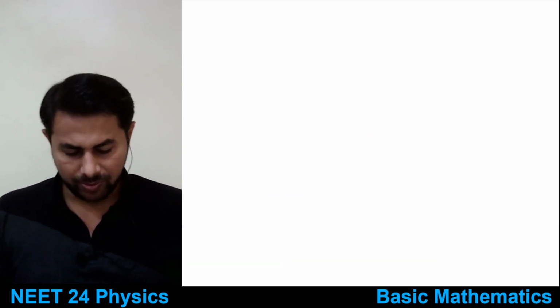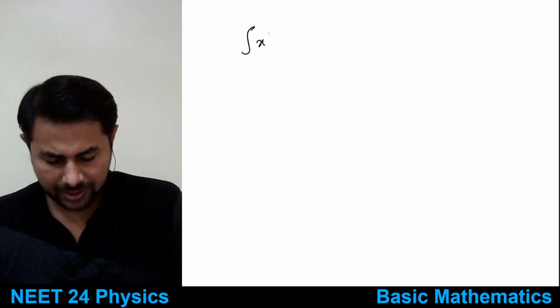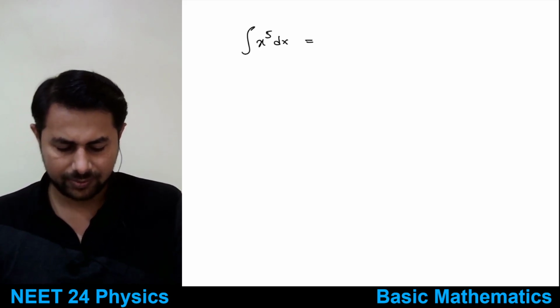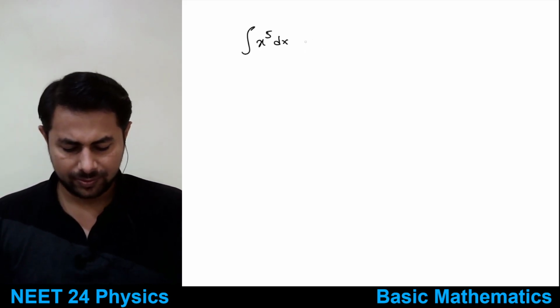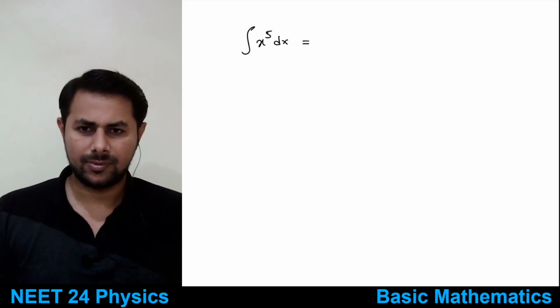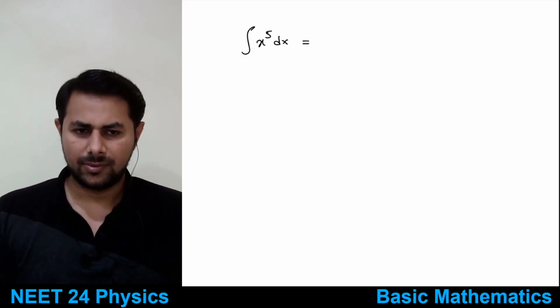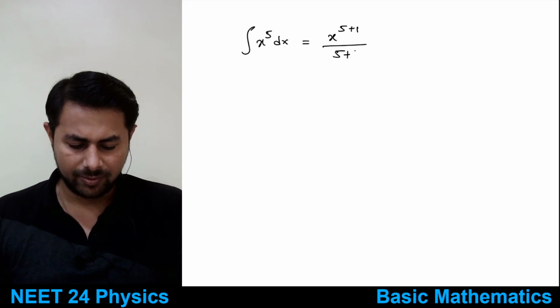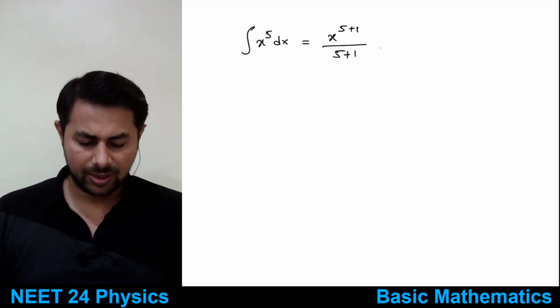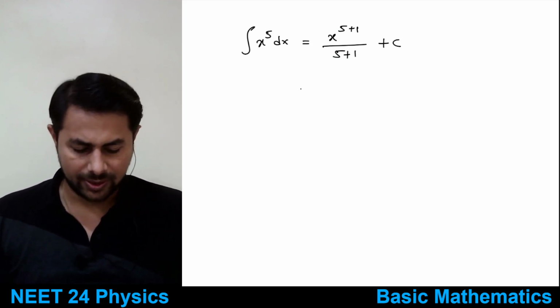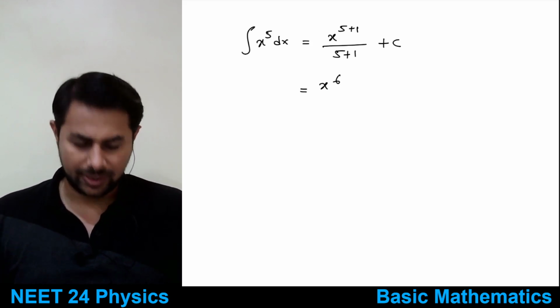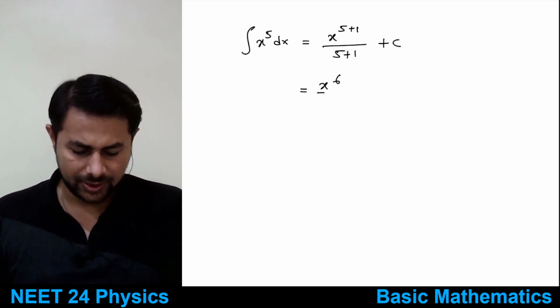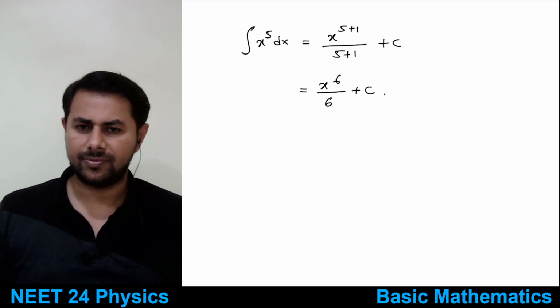So using this formula, what will be the integration of x raised to 5 dx? Tell me. It is x raised to 5 plus 1, that is 6, divided by 5 plus 1, x raised to n plus 1 upon n plus 1, plus some constant. So x raised to 6, good, x raised to 6 divided by 6 plus c.